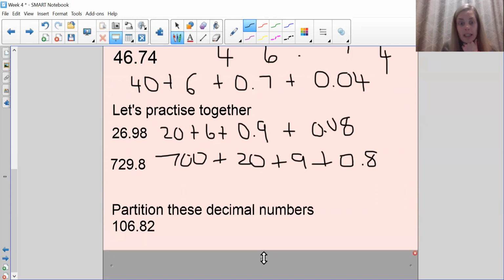Hopefully that makes a little bit more sense now. If you need one more extra round of practice, have a go at this one. So pause the video and have a go, and then we'll have a mark. If you are understanding this, move on and fast forward the video. So if you need some extra practice, have a go at doing this one now.